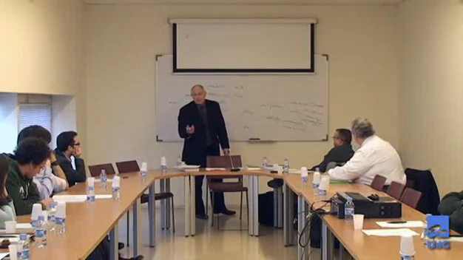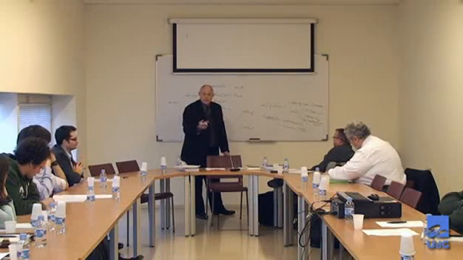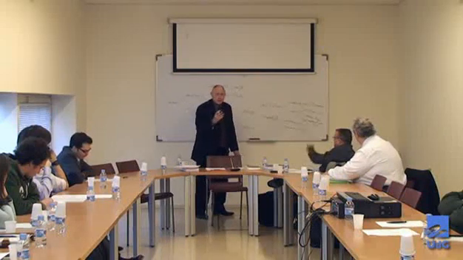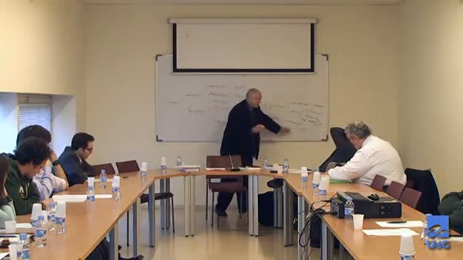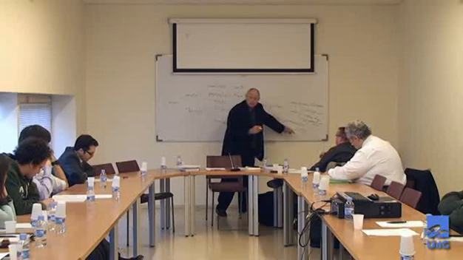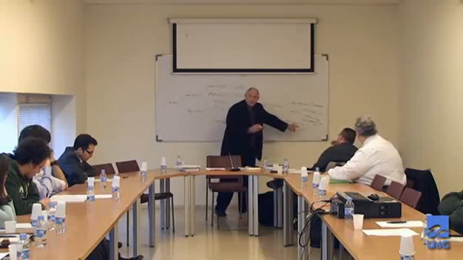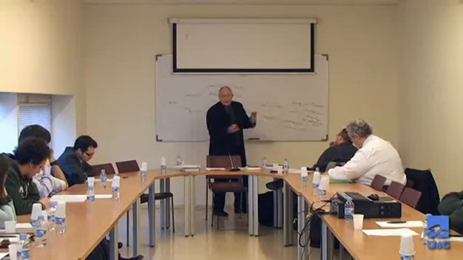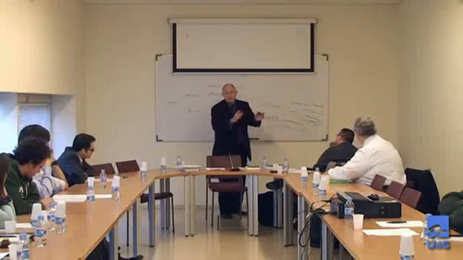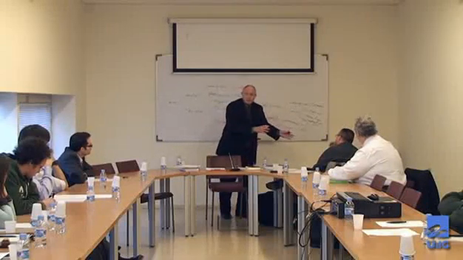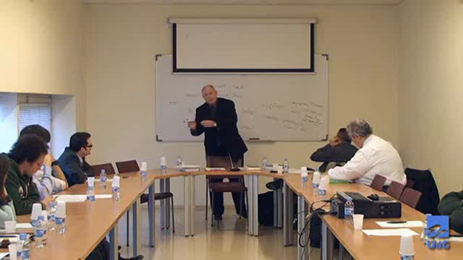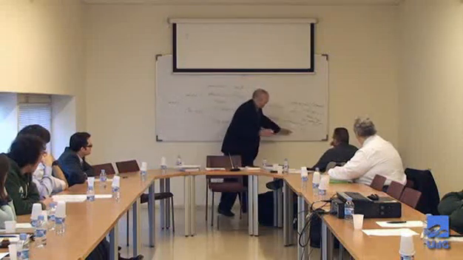Cardozo's majority opinion in Palsgraf, 1927 New York Court of Appeals, famous case in America, was an attempt to write into law his good friend Bohlen's harm within the risk test. He only got half of it. First Restatement of Torts only gave him half of it. Second Restatement only gave him half. Third Restatement gave him the whole thing.